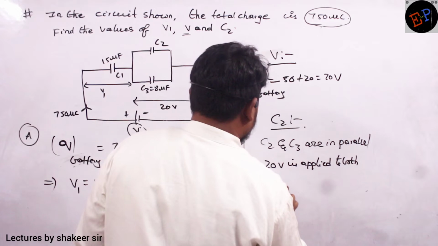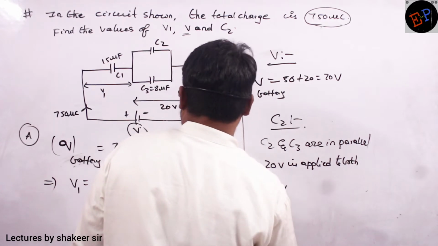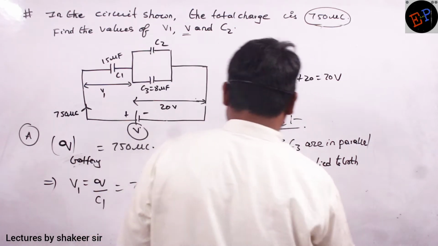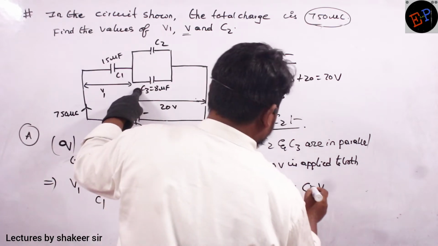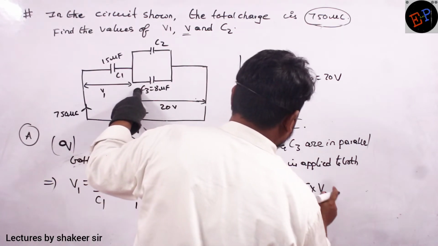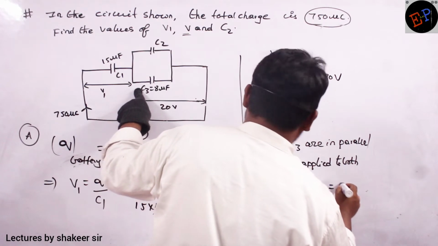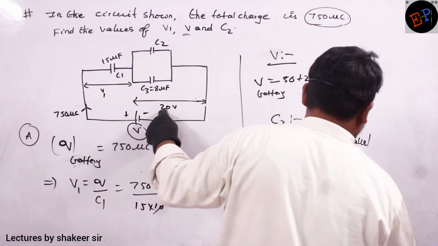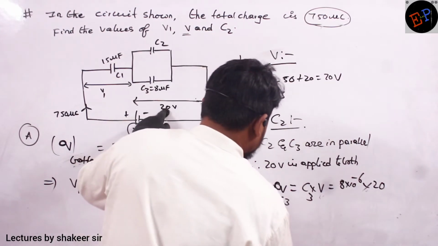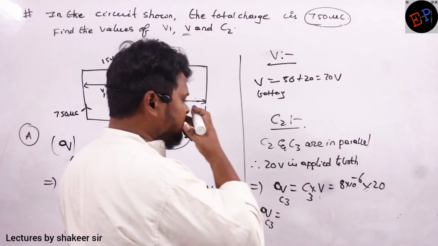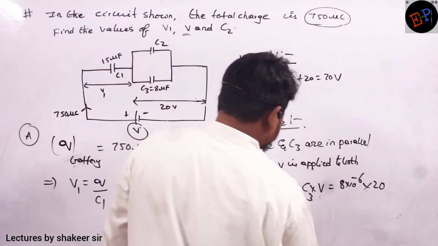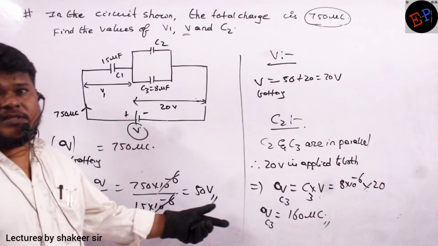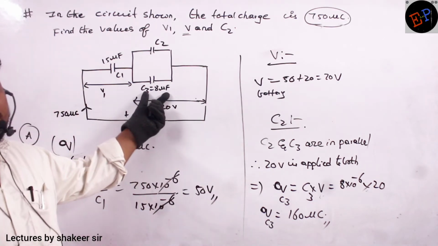So the charge stored on C3: the formula is Q equals C into V. The capacitance of C3 is 8 into 10 power minus 6, and the potential difference is 20. So Q on C3, the charge stored on C3, is 160 microcoulombs. This is the charge stored on the third capacitor.